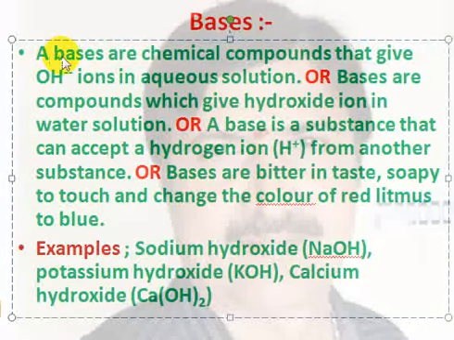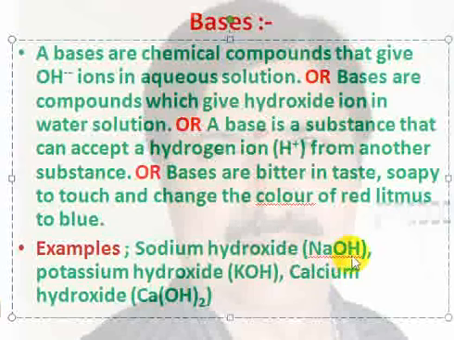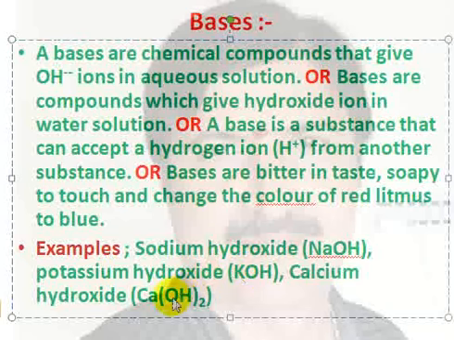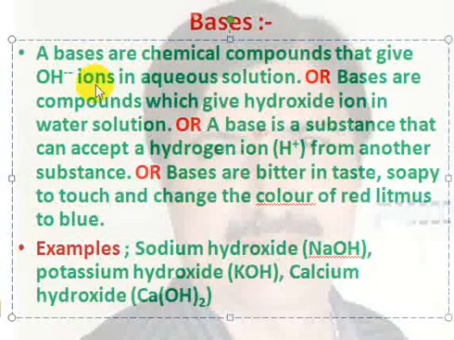If the question asked is what are bases, you may answer: bases are chemical compounds. Yes, these are all chemical compounds. Sodium hydroxide contains 3 elements, so it is a chemical compound. Potassium hydroxide contains 3 elements: potassium, oxygen, hydrogen. Calcium hydroxide also contains calcium, oxygen, hydrogen. So all these are chemical compounds. When these chemical compounds are added to aqueous solution or water, they release OH minus ions.